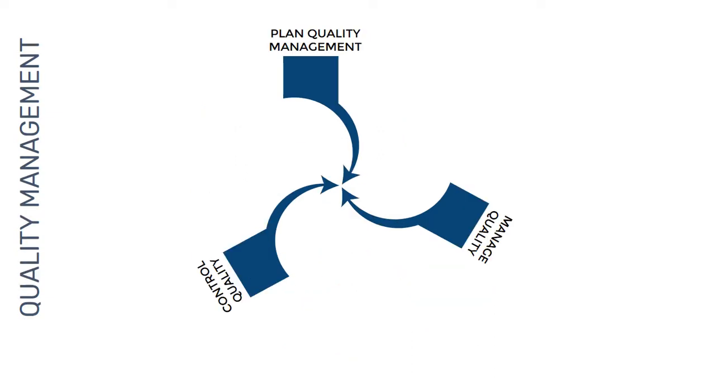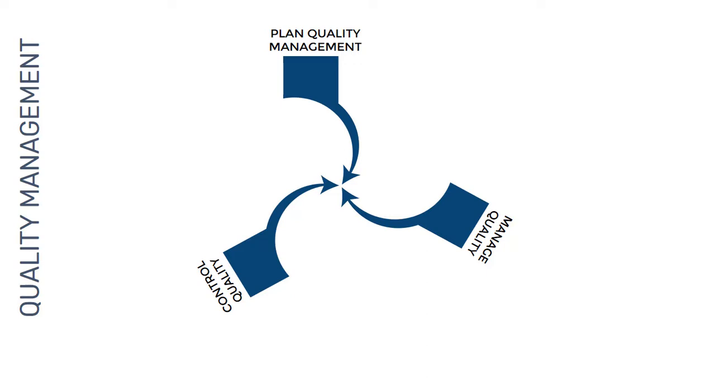The next thing is the project's quality management. It has 3 different processes which starts with plan quality management. In this process, the quality management plan of the project is prepared. This plan describes in detail how the project's quality will be planned, what are the quality metrics of the project, and how is the quality going to be managed and controlled over the project's life cycle.